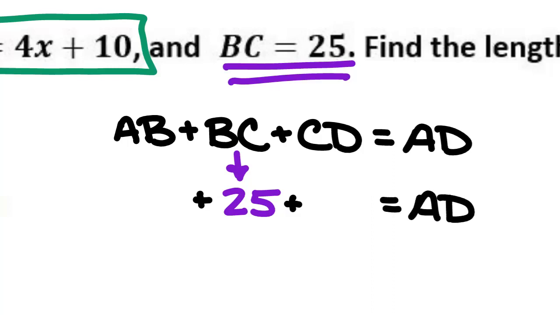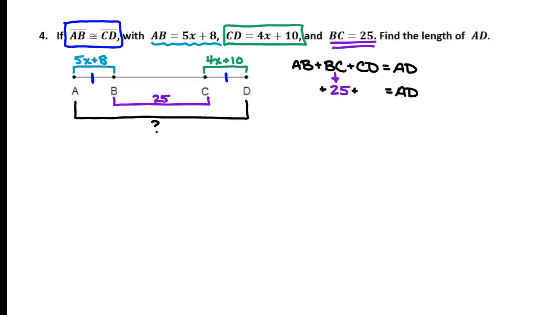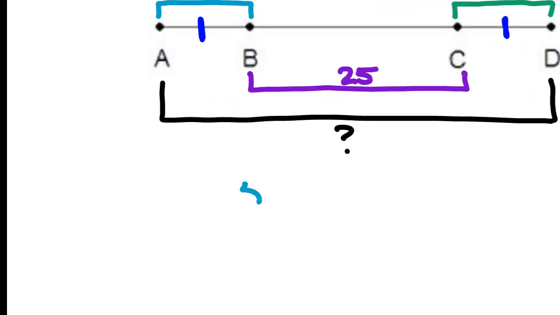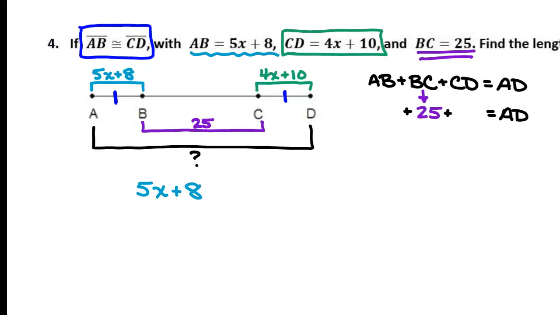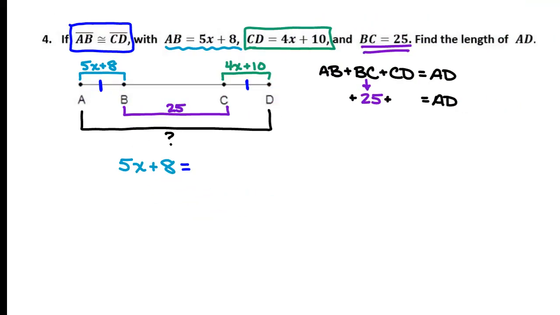But what do I know about AB and CD? They're congruent. And what can we do with things that are congruent? Set them equal to each other. So I can take 5x plus 8 and set that equal to 4x plus 10. We're going to solve this for x.